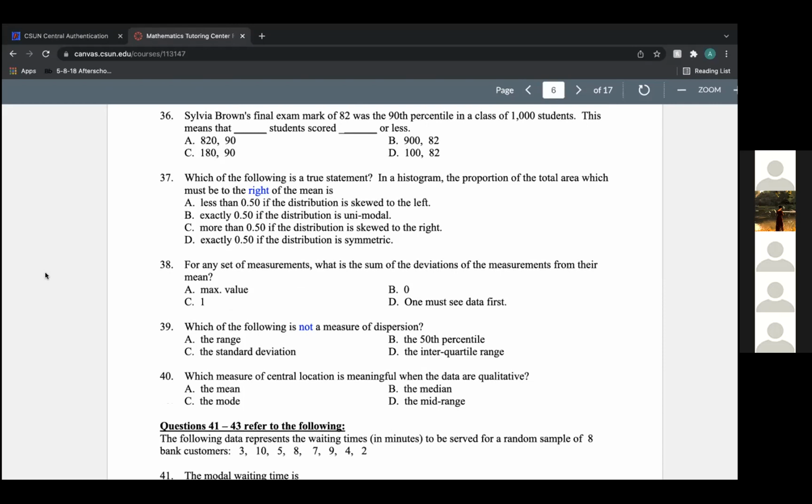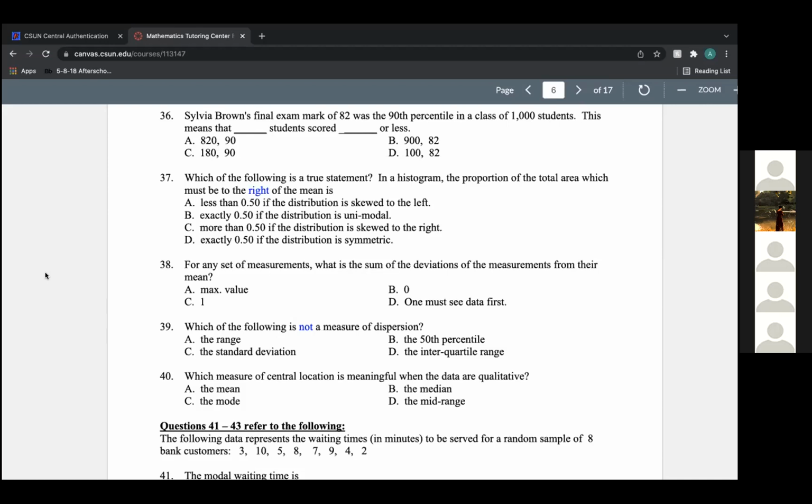39. Which of the following is not a measure of dispersion or spread? Well, the range is, it's how spread out the data is, lowest to highest. The interquartile range is, it's how spread out the center is from Q3 to Q1. The standard deviation is, it's more complicated mathematically, but it still is a measure of spread. But the 50th percentile is an actual specific number. It is the median. And as such, it is not a measure of spread, it's just a measure of center. So the answer is B.